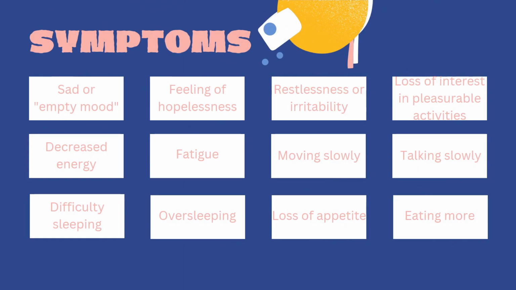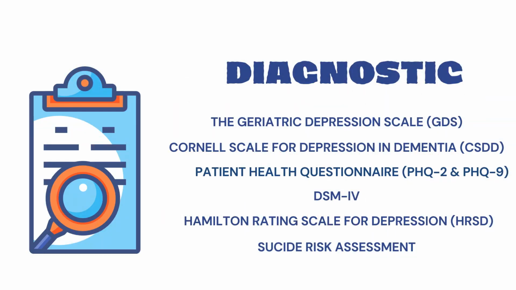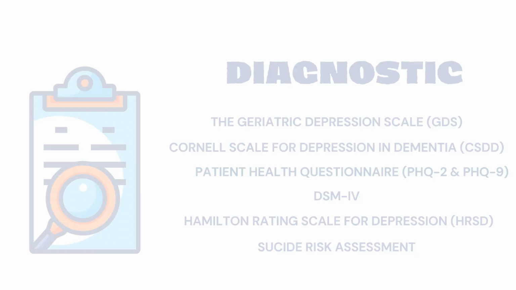Some symptoms of depression that can be seen are sad or empty mood, feeling of hopelessness, restlessness or irritability, loss of interest in pleasurable activities, decreased energy, fatigue, moving slowly or talking slowly, difficulty sleeping or oversleeping, loss of appetite, and eating more. The diagnostic tools that are used can be Geriatric Depression Scale, GDS, Cornell Scale of Depression in Dementia, Patient Health Questionnaire, DSM-4, Hamilton Rating Scale for Depression, and Suicide Risk Assessment.